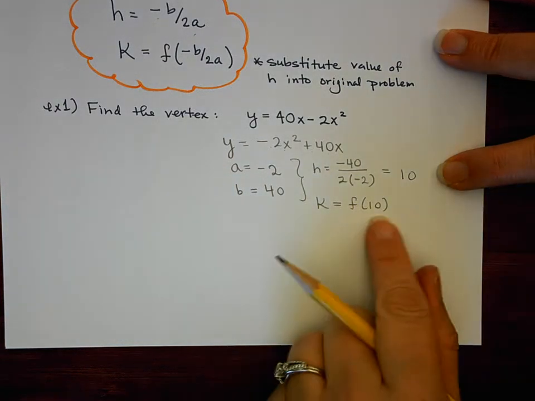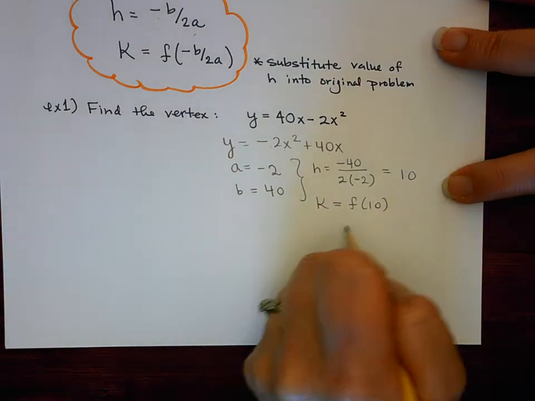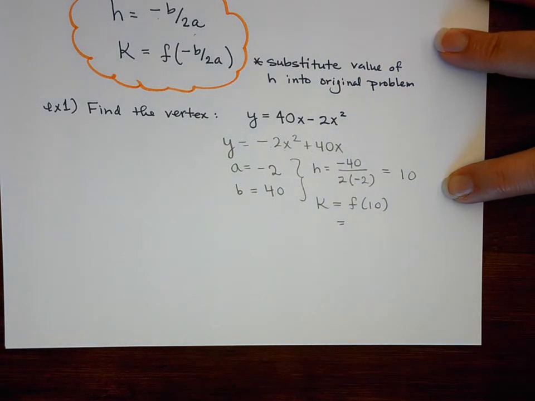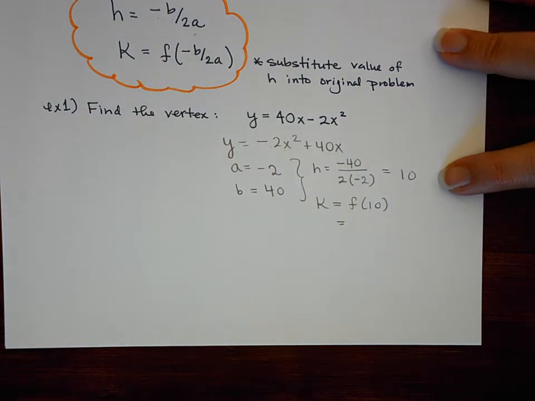And then how do I find that number? What do I have to do to find that number? What number? How do I figure out what that value is?